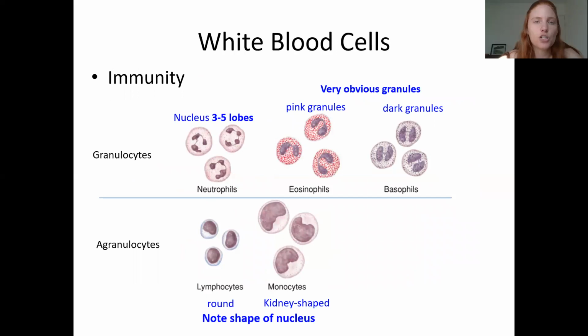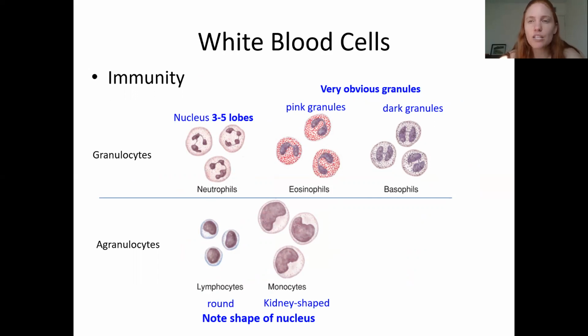Okay, on to white blood cells. For the white blood cells, the general term for all the white blood cells is called a leukocyte. But there are several different types of leukocytes, and so you do need to be able to recognize and identify the different types. So I'm going to try to give you some strategies.